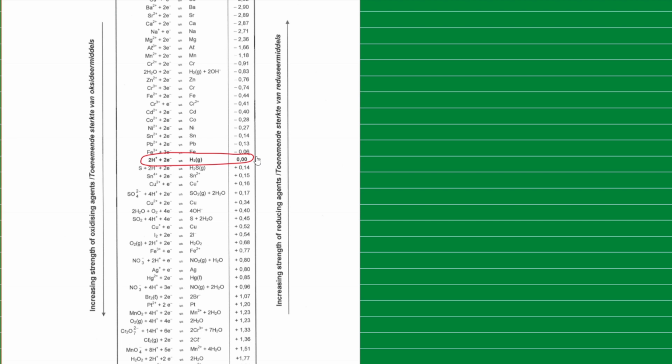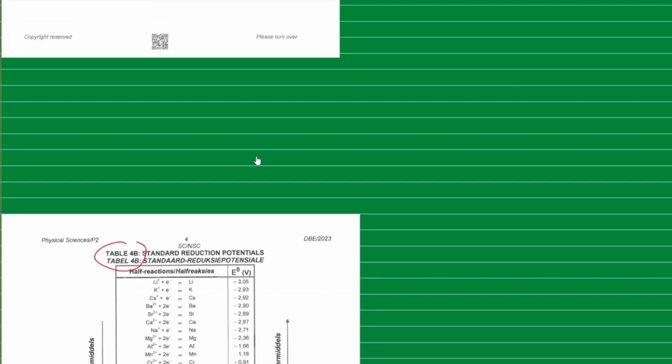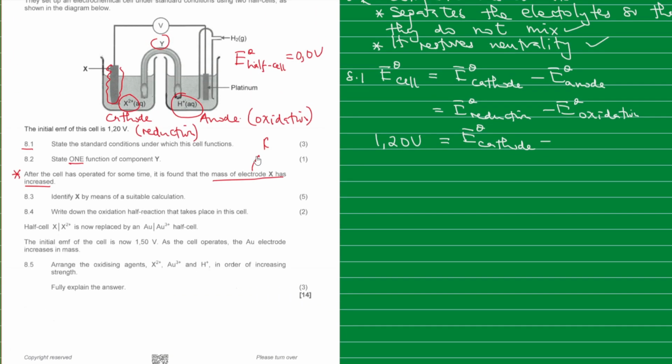Now, we have to allocate the E standard for the half cell on the anode as 0 volt. So this is 0. Now when we calculate the E cathode, taking the 0 to this side means that our E standard for the cathode is going to be 1,20 volt.